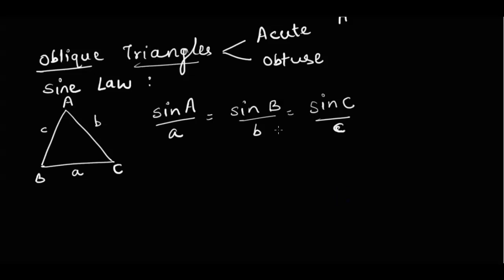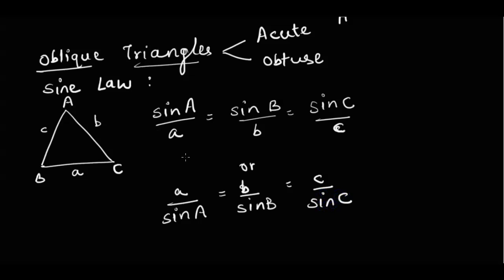Now this proportion can be written in this form, or it can be flipped as well. So it is going to give us b over sine B equal to c over sine C. We can use any two of the ratios at one time in order to solve for the unknown quantity. It could be an angle or it could be a side.